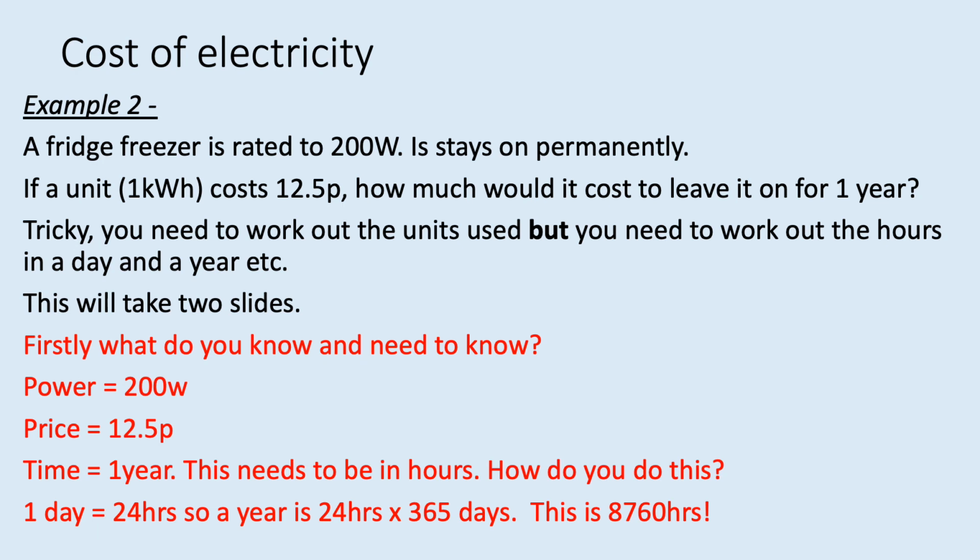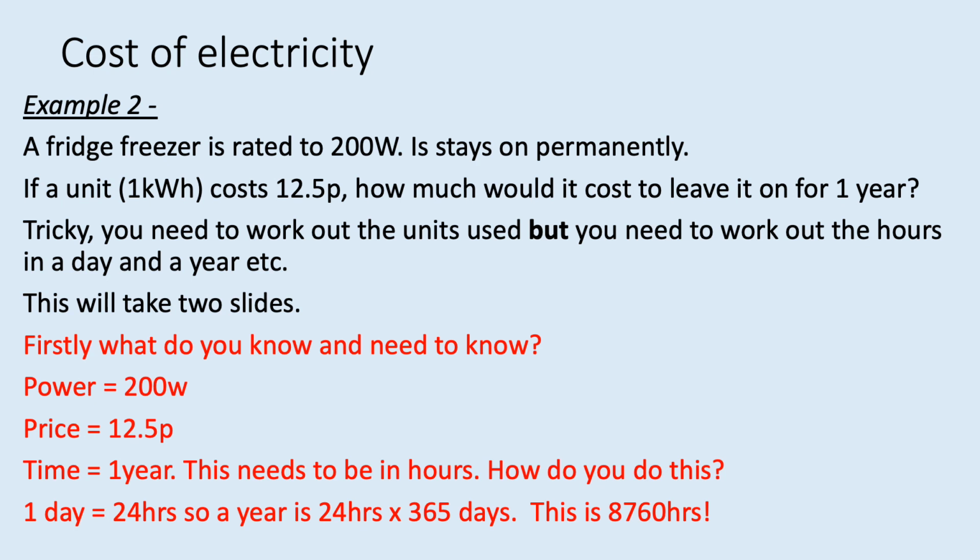Firstly, what you need to know: power is equal to 200 watts. You know the price. You know the time of a year. This needs to be done in hours. How would you do this? So I broke it down for you. 1 day is 24 hours, 24 hours times 365 days. Yes, a leap year like we're in now is 366 days, but let's not worry about that for now. So that's 8,760 hours. That's the time that you need to know.